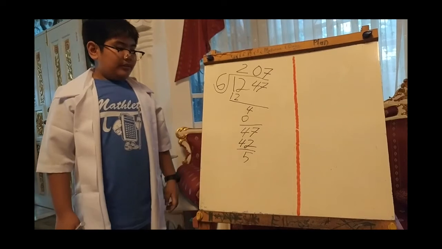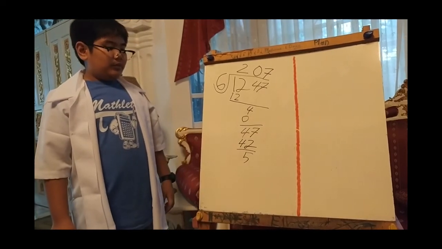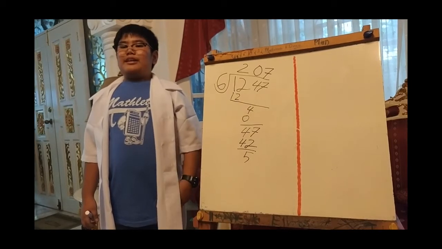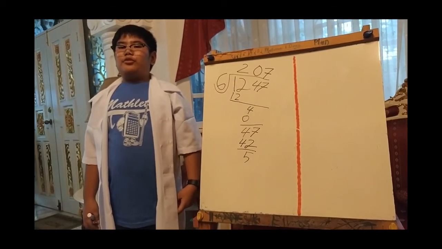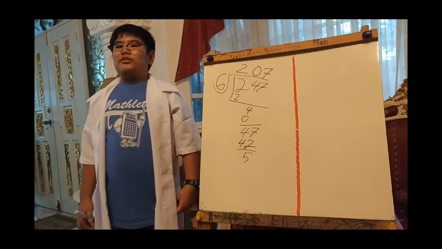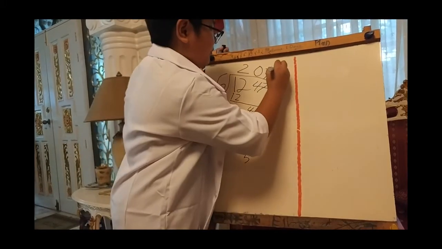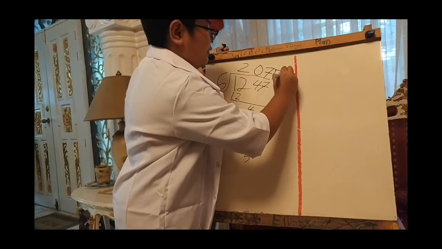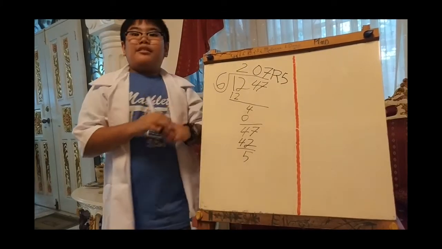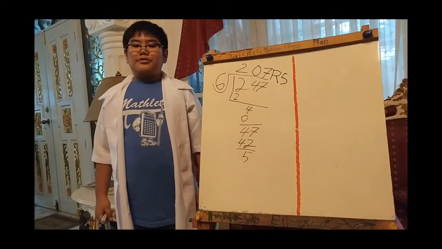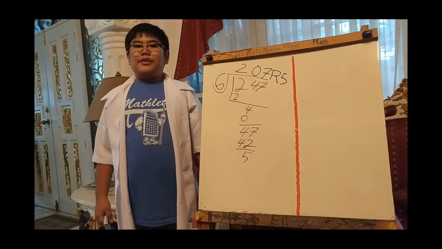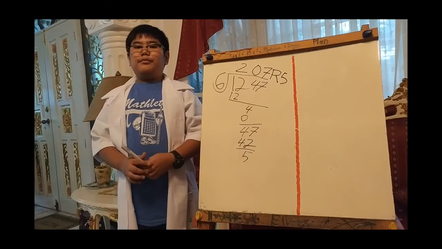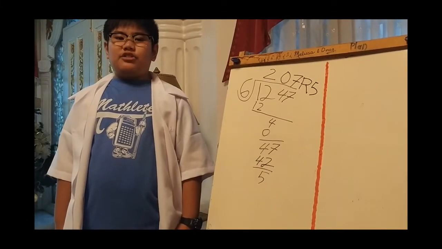Oh no! Now I have nothing to bring down. This means that 5 is our leftover, and the leftover is called the remainder. 5. Therefore, 1,247 divided by 6 is 207, remainder 5. Let's see if our answer is correct.